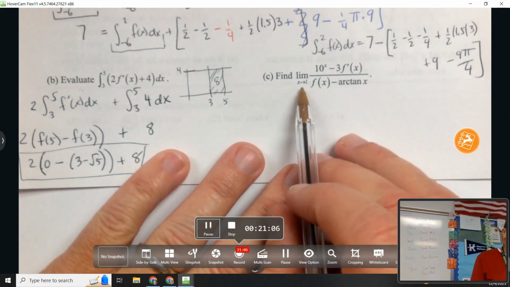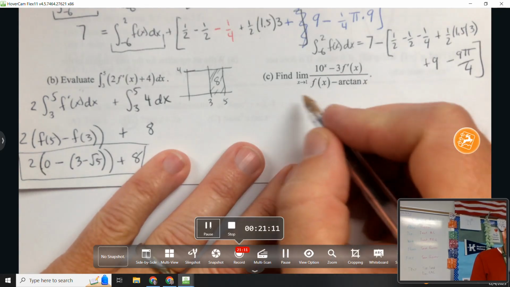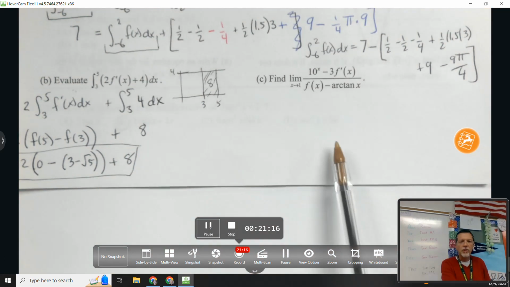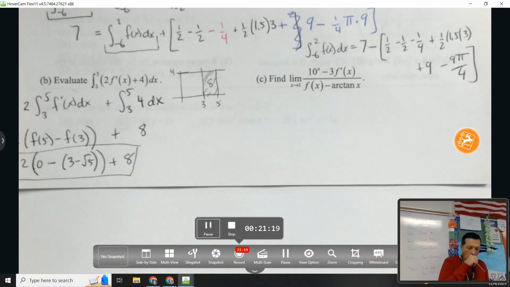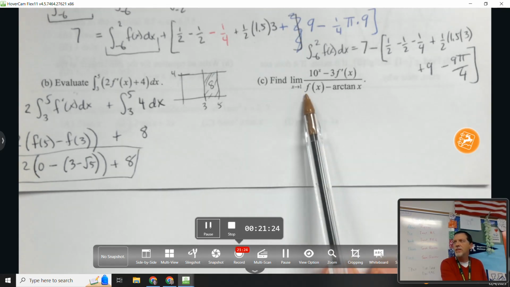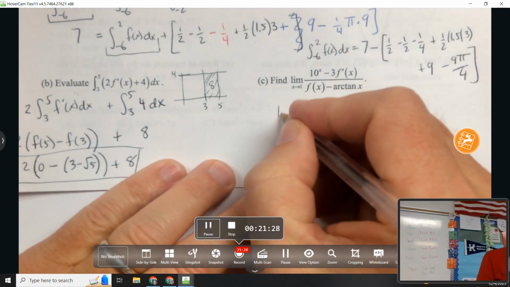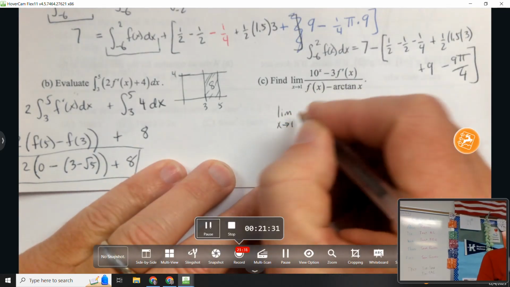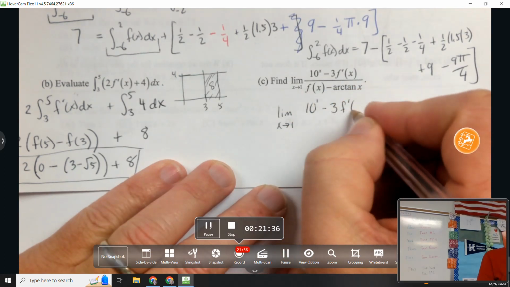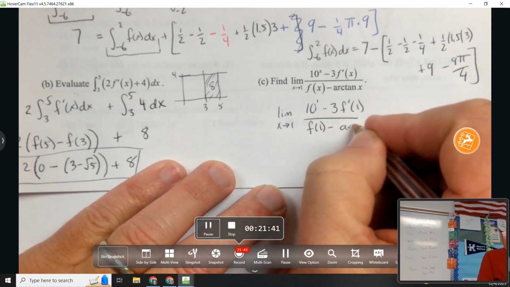Okay, find this limit. So what's our first go? We haven't done limits in a while. But what's our first attempt, or what do we do first if we're doing a limit? Just plug it in and hope that it works. So let's plug in 1 and hope that this thing works. So 10 to the first minus 3 f prime of 1 over f of 1 minus arctan of 1.